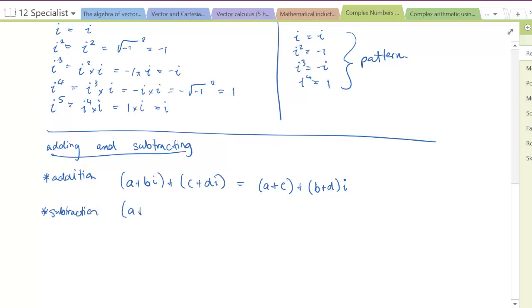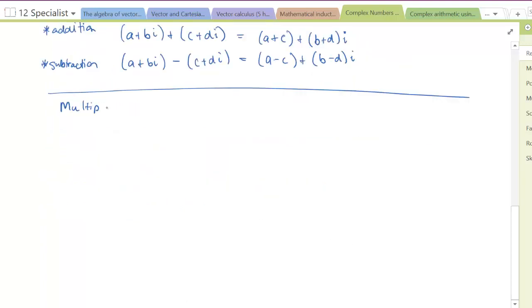When we look at subtraction, we take the same approach. We have a plus bi subtract c plus di, and so that means we have a subtract c in the real and b subtract d in the imaginary. Adding and subtracting will be relatively straightforward, and we'll look at a few examples of that shortly.